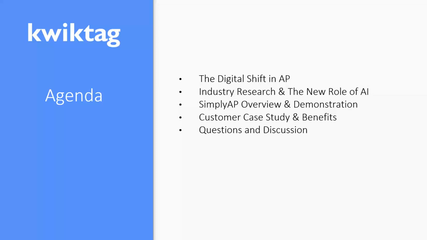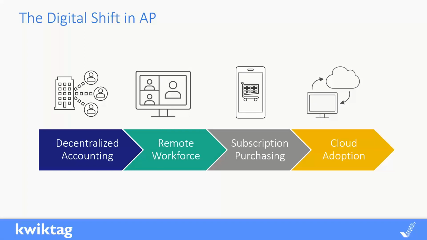So we're going to go through the digital shift in AP. Mary's going to lead us through that and talk about some of the industry research that probably touches on your life as well, and the new role of AI in all of that. Then Michael is going to do the SimplyAP demo. We'll talk about it briefly beforehand as well. Mary will do that. We've got a great customer case study to go over with you as well. And we'll sum up some of those benefits and get to your questions too at the end. So Mary, why don't you go ahead and lead us off here with the digital shift in AP?